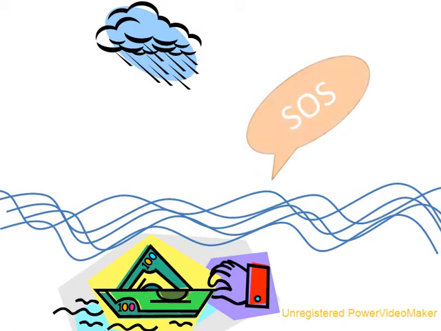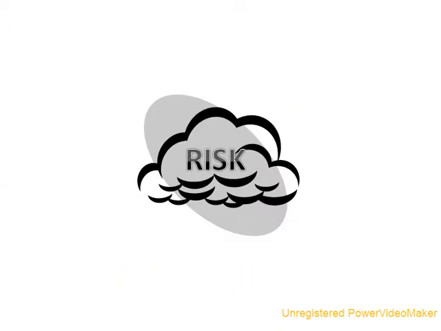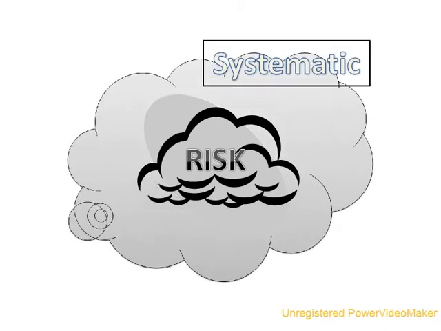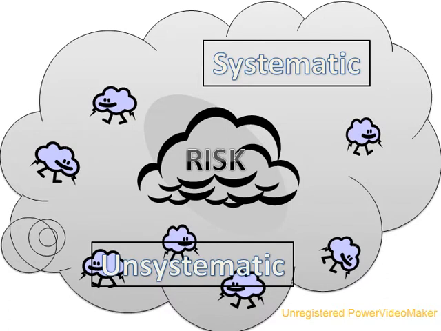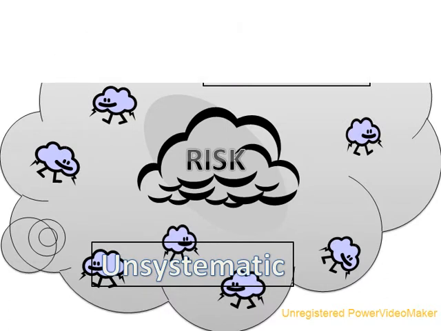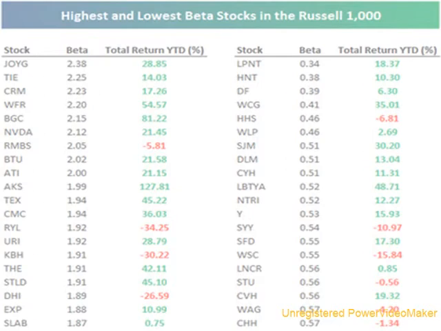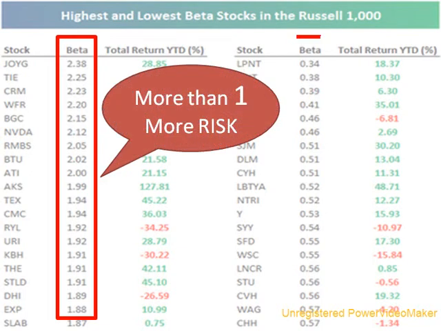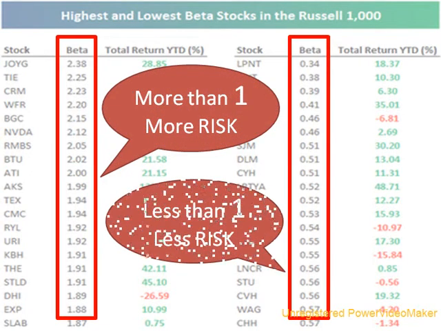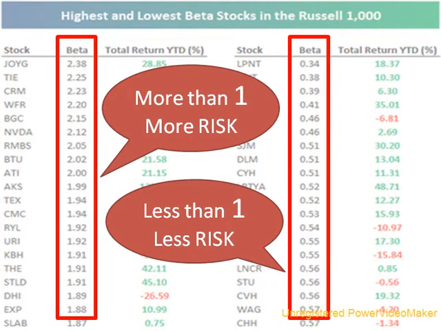If you're not careful, your ship will sink. There are two types of risk. Systematic risk influences a large number of stocks, while unsystematic risk only affects a small number of stocks. We use the beta coefficient to measure systematic risk. Loads of numbers here. What do they mean? If a beta is more than 1, the stock has more risk than the overall market. If it is less than 1, the stock has less risk than the overall market.